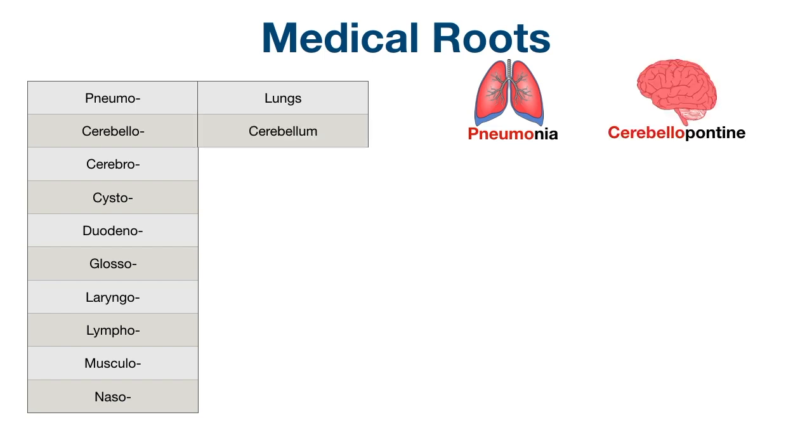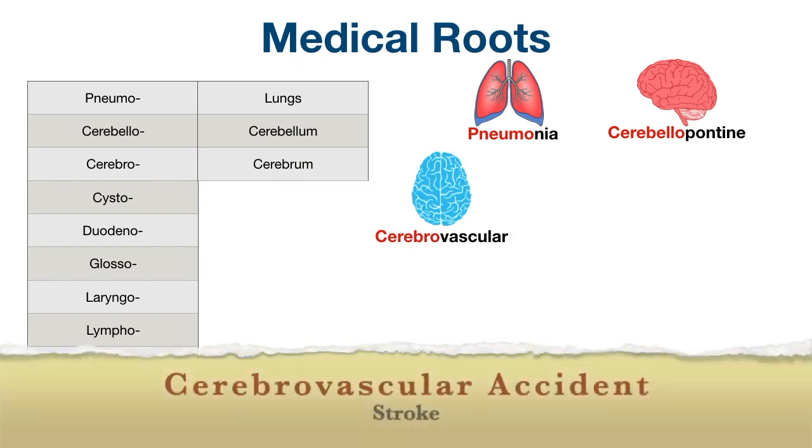Next, we have cerebello, which refers to the cerebellum of the brain. You might hear of the cerebellopontine angle or recess in anatomy, which refers to the cerebellum and the pons, especially the space between the two structures. Cerebro refers to the cerebrum of the brain. For example, cerebrovascular relates to the brain and its blood vessels, and in medical terms you might hear of a cerebrovascular accident, which is another way of saying a stroke.